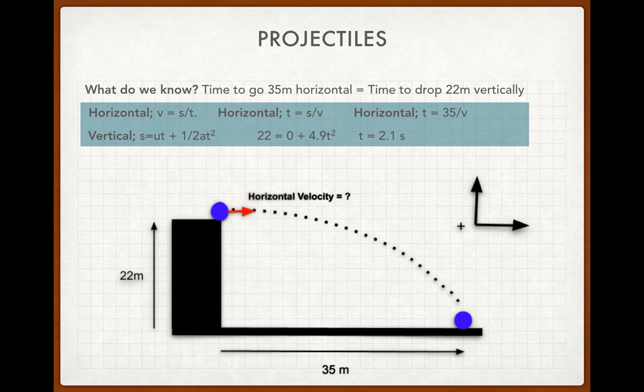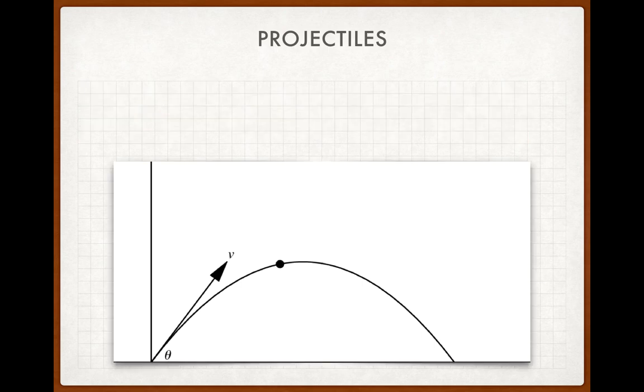Now, one question there would have arisen. I did make a mistake when I was calling this out. In the s equals ut plus a half at squared formula, we're looking at the motion of the particle vertically. In this case, the velocity is horizontal, so the initial velocity vertically is 0, which is why I've got a 0 there in the second part: 22 equals 0 plus 4.9 t squared. No vertical velocity. All right, you can work that out there. So you've got the 22.1 equal to 35 over v, and you get that.